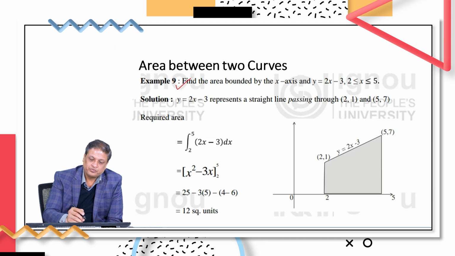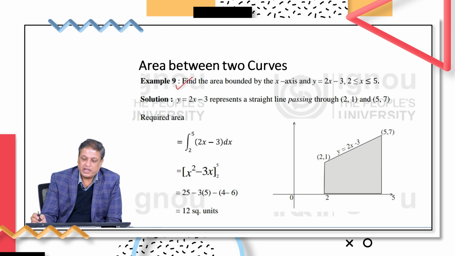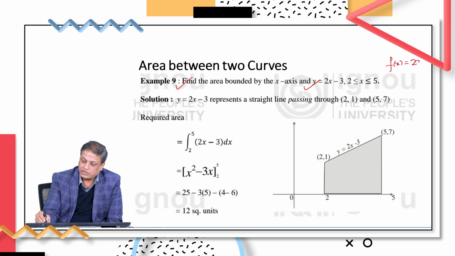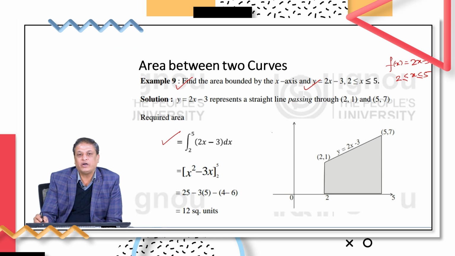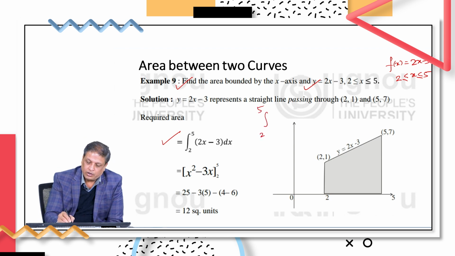Likewise, over here, we are supposed to find the area bounded by the x-axis and y = 2x minus 3. So the function given to us, f(x) = 2x minus 3, is to be evaluated in the interval 2 to 5. We transform this given statement into the equivalent definite integral from 2 to 5 of (2x minus 3) dx.